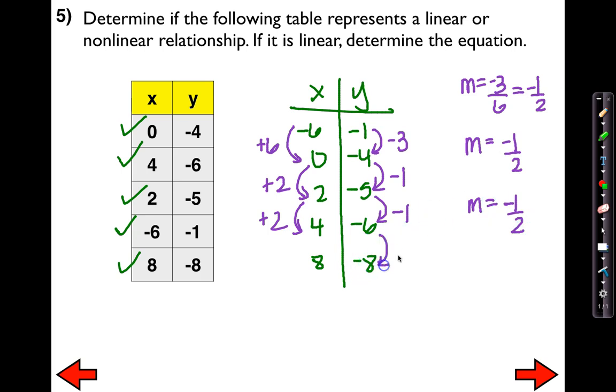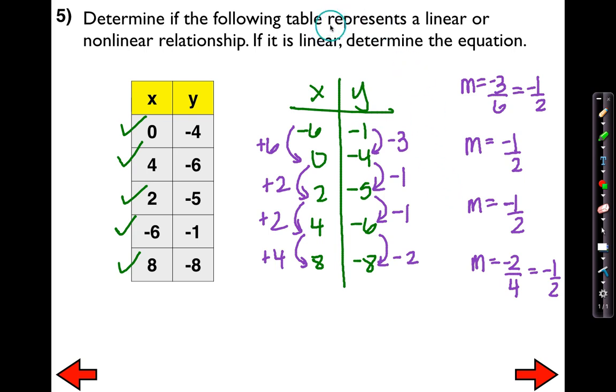From -6 to -8, subtract 2. From 4 to 8, we add 4. So the slope here is -2/4. Oh wait, that can be reduced to -1/2. Guess what? There is a constant rate of change. Between every 2 points, they were constantly moving at a rate of -1/2.